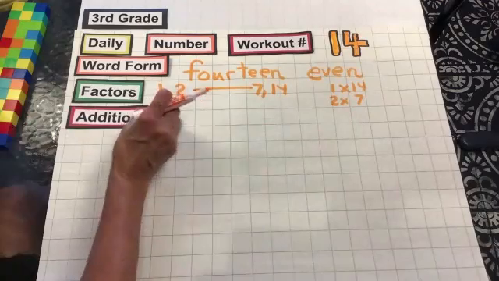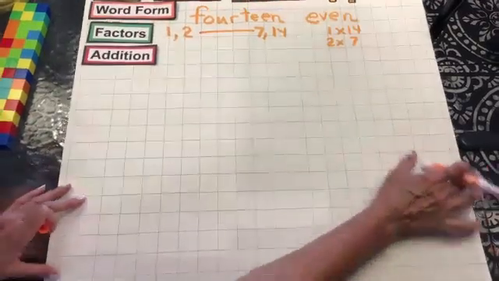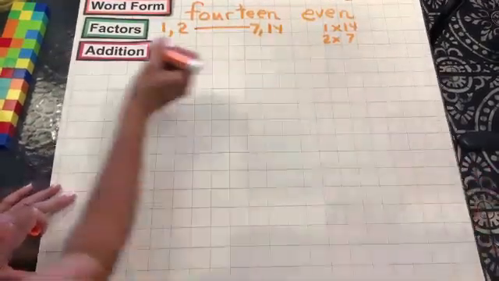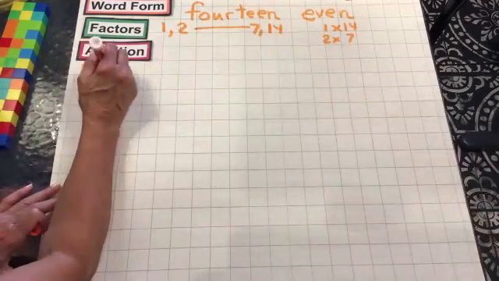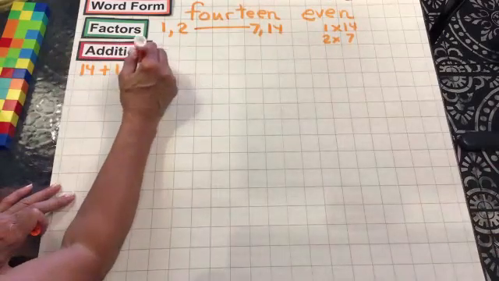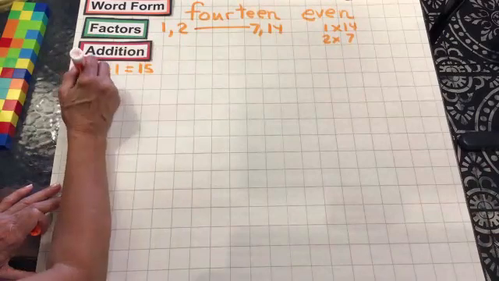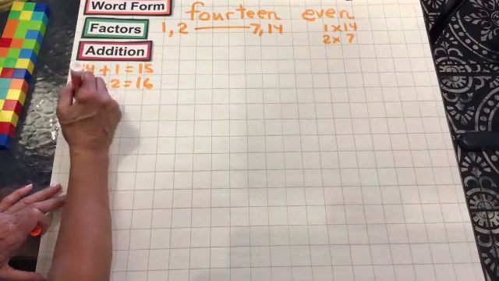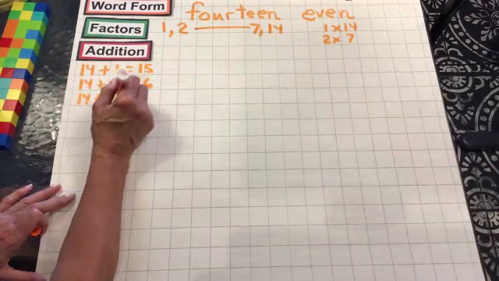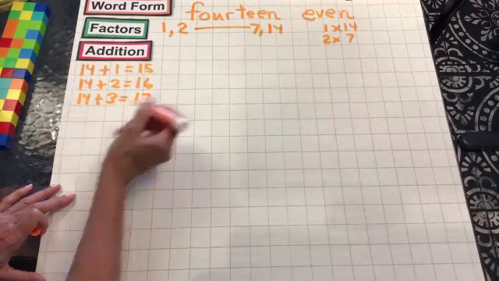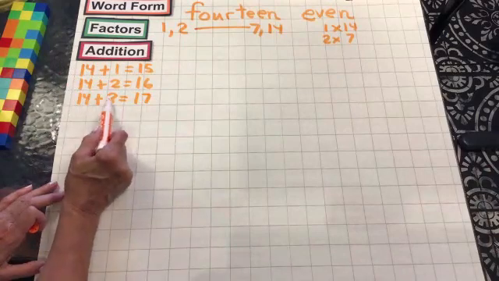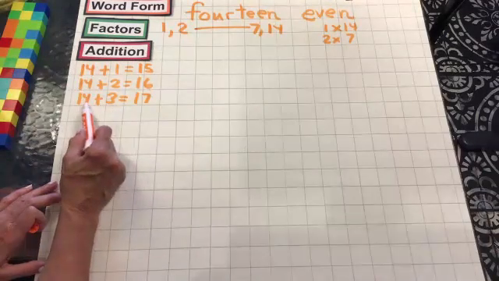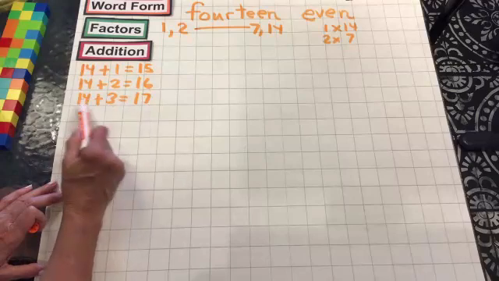Let's go for our addition. I'm going to move my paper up for that. All right, we got 14 plus 1 equals 15. 14 plus 2 equals 16. 14 plus 3 equals 17. So again, we're adding the ones place. 3 and 4 is 7, and then the 10.